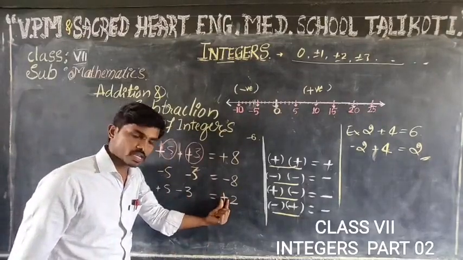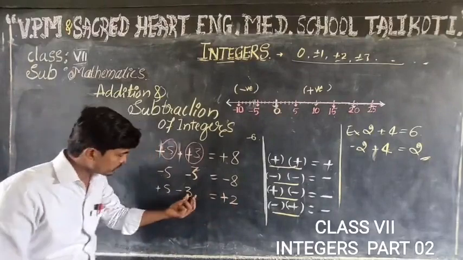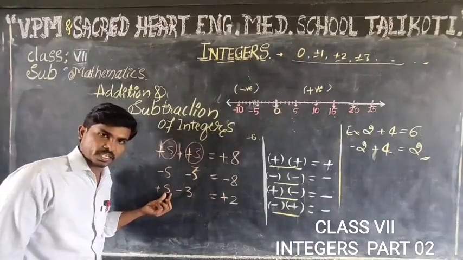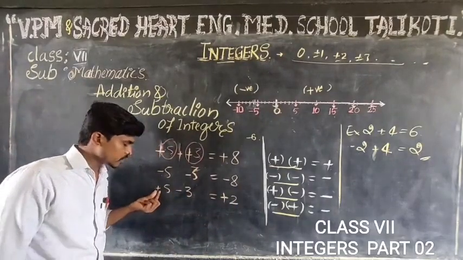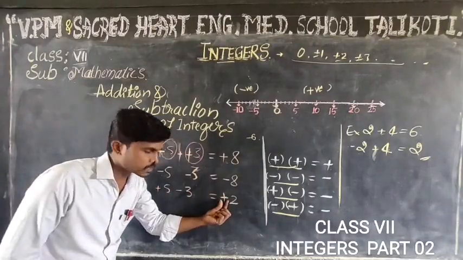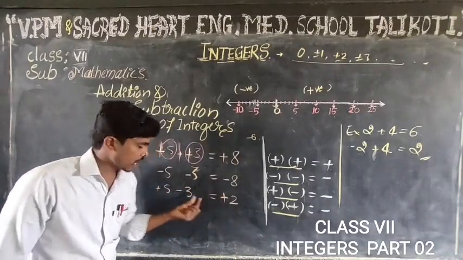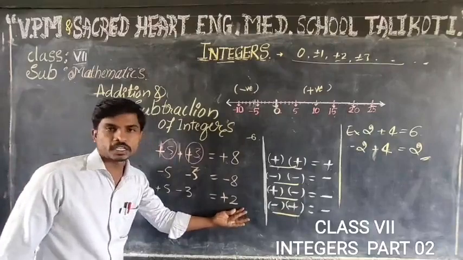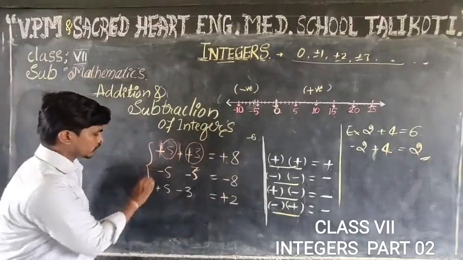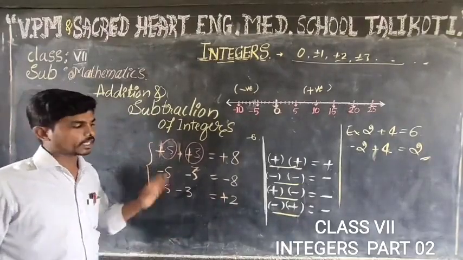You must keep the bigger number's symbol as the resultant symbol. Which is the bigger number here? 5 is the bigger number. What is the symbol of 5 here? Plus. I am keeping this plus as the resulting symbol and I am subtracting here.